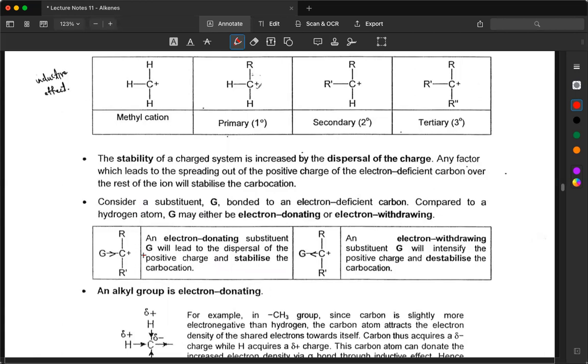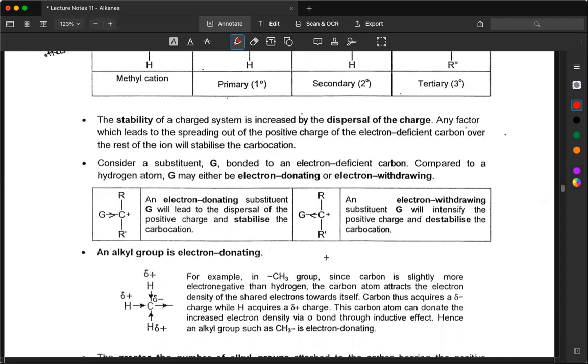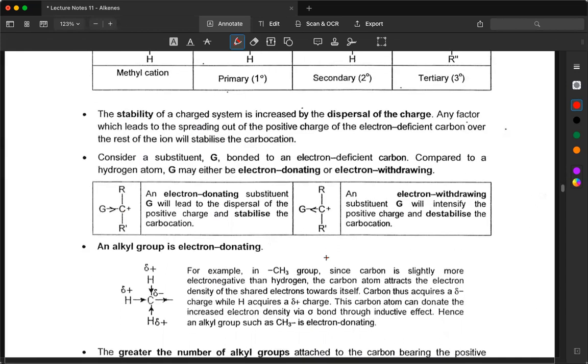Okay, so the direction is towards the carbon. And when it can donate electrons, it will stabilize the carbocation, okay, because it allows the positive charge to be dispersed. But if you have an electron withdrawing substituent, it will intensify the positive charge and will destabilize the carbocation. Okay, let's examine it closely.